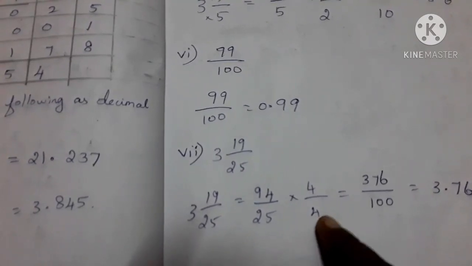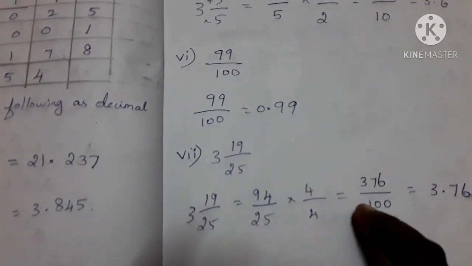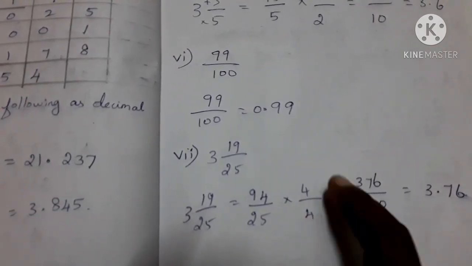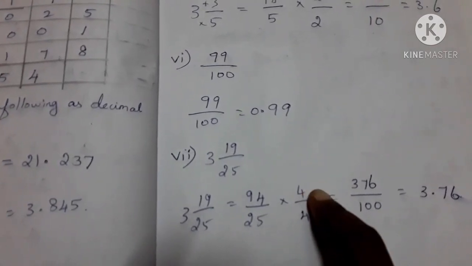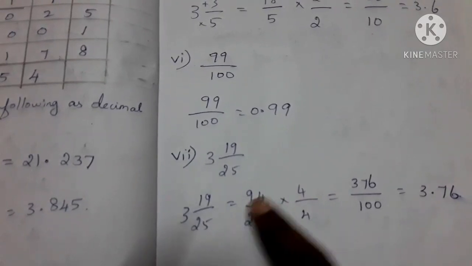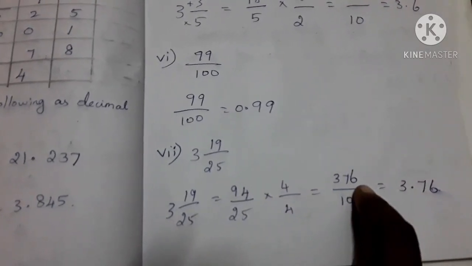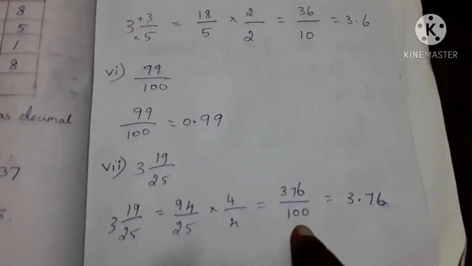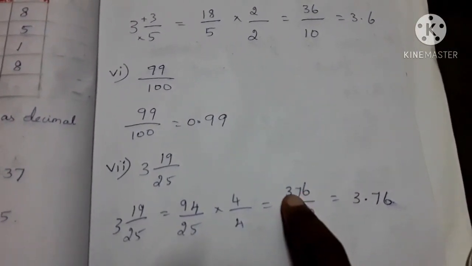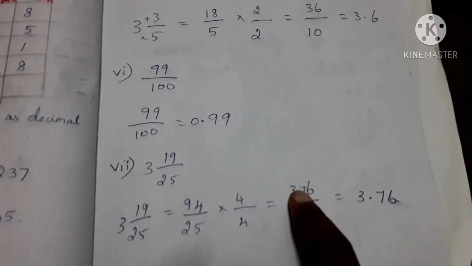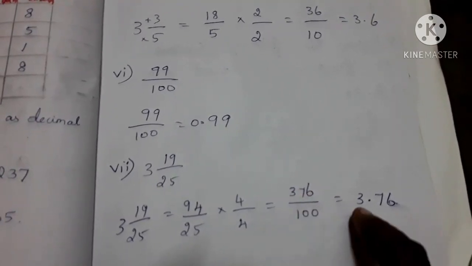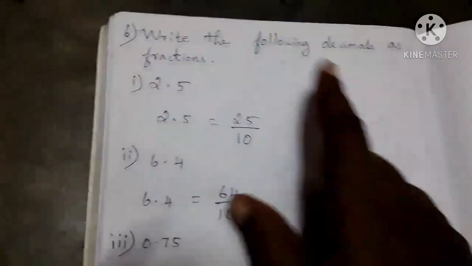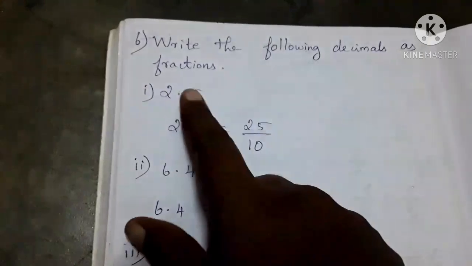So we want to change 25 into 100, what number we multiply? Yes, we multiply by 4 because 25 4s are 100. In the numerator also we multiply by 4. So 94 into 4 is 376. 25 4s are 100. So in the denominator 100 means before 2 digits we put the decimal point. So the decimal point will come before 7. So 3.76.